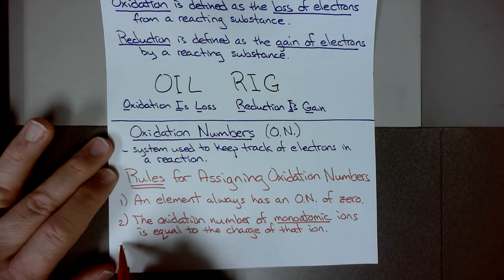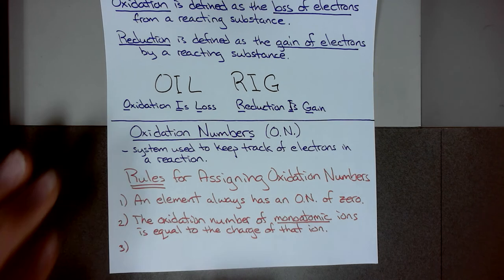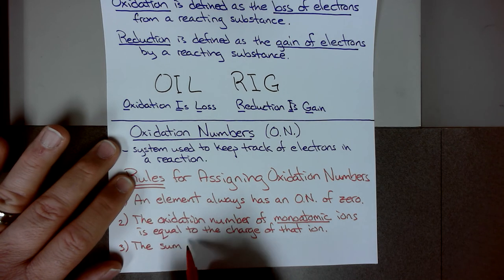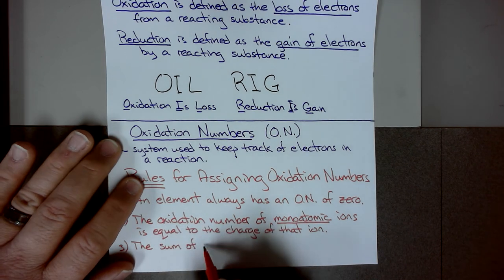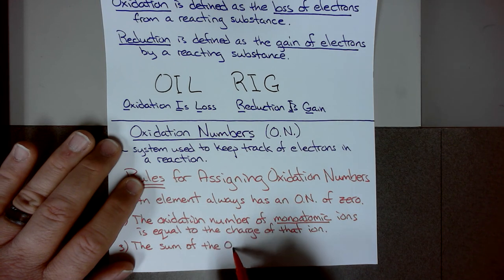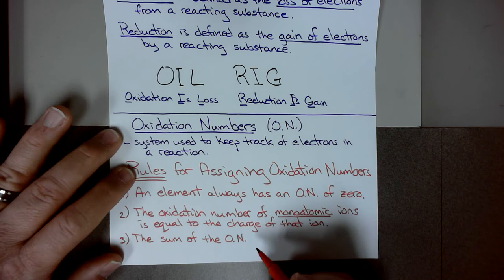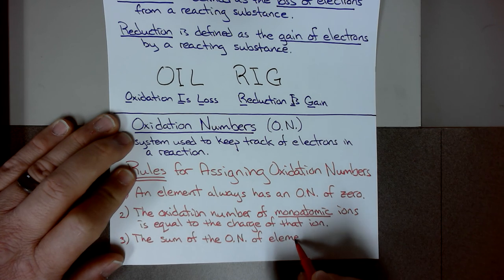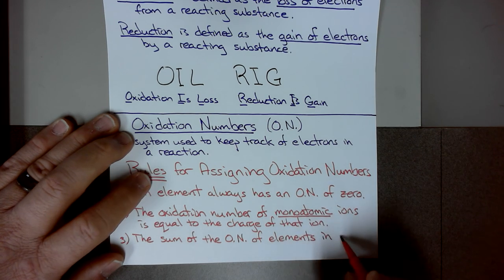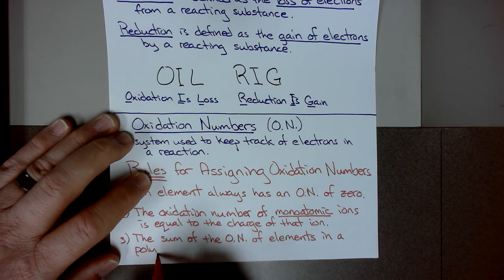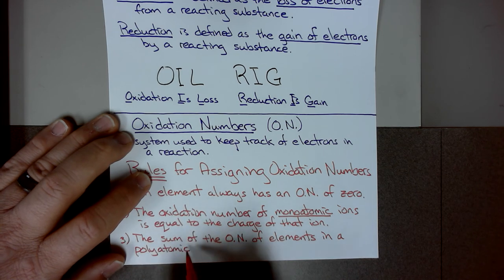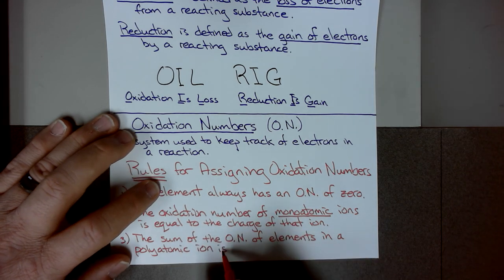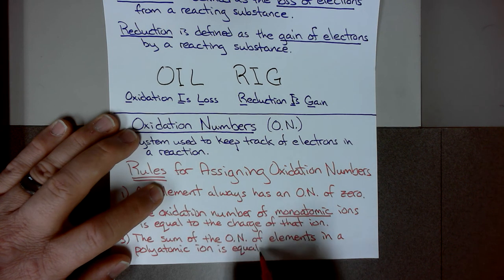Rule number 3, the sum of the oxidation numbers of elements in a polyatomic ion is equal to the charge of the ion. And I'll go over that in just a minute.